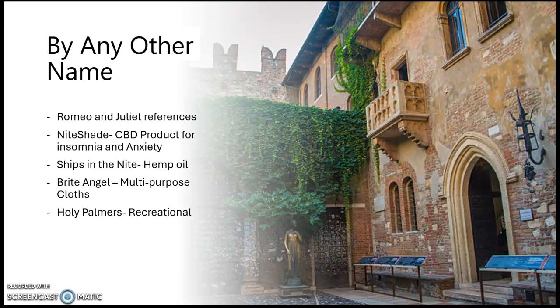And we went with Nightshade for this one because the berries that Juliet ingests in the play to fake her own death, which really just put her to sleep, was the nightshade berry. And moving on from there, sticking with our themes, we went with Ships in the Night for our hemp oil.